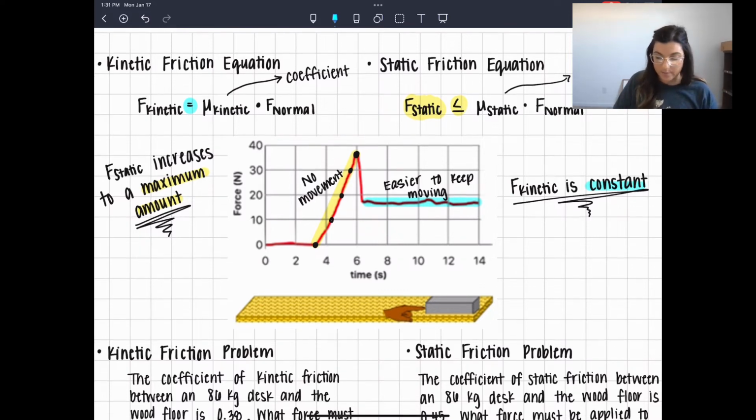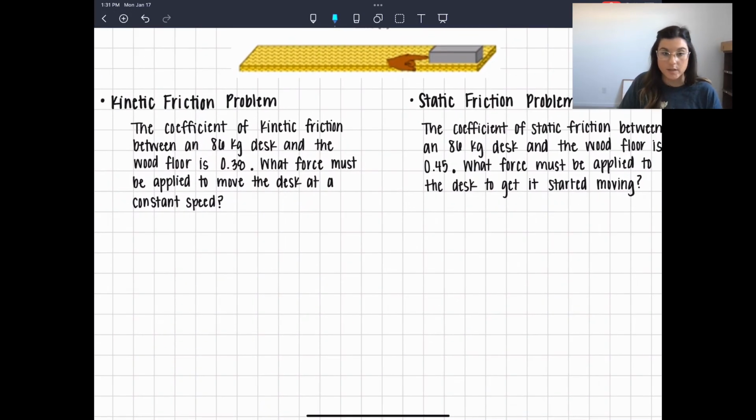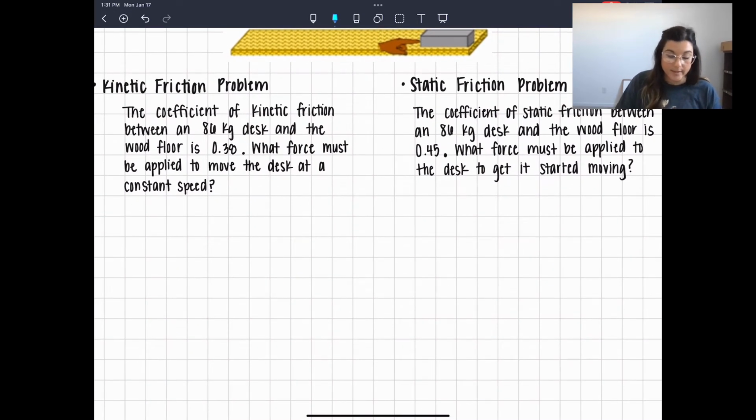Now, that being said, let's get practice using these two equations. Let's practice a kinetic friction problem and just get familiar with using the equation for kinetic friction. The coefficient of kinetic friction between an 86 kilogram desk and the wood floor is 0.038. What force must be applied to move the desk at a constant speed? What I'm going to do is very similar to what we've been doing with solving problems with Newton's laws. I'm going to list my knowns, and I'm going to list my unknowns.